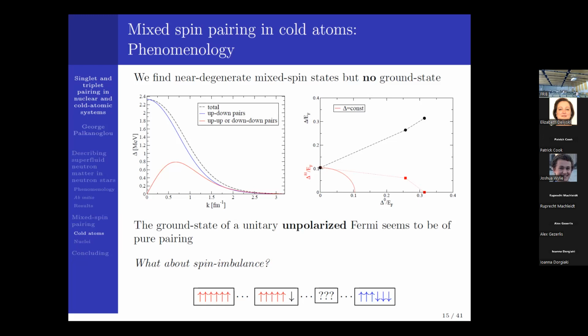They tend to actually close one of the two channels. So what does that lead us to? That seems to imply that at the ground state of a unitary Fermi gas, at least on the mean field level, there is no S and P wave pairing. So where do we go from there?